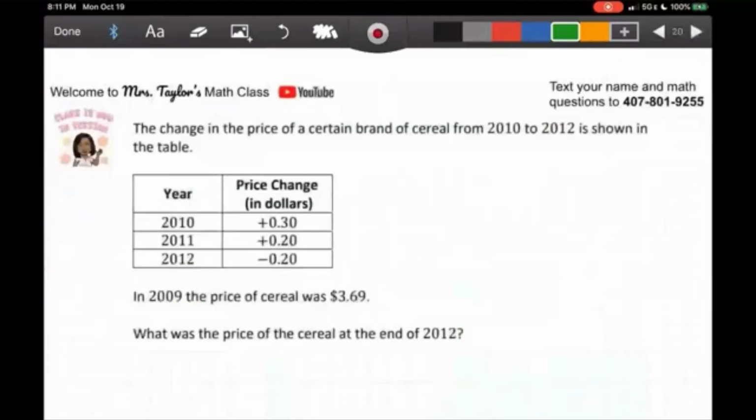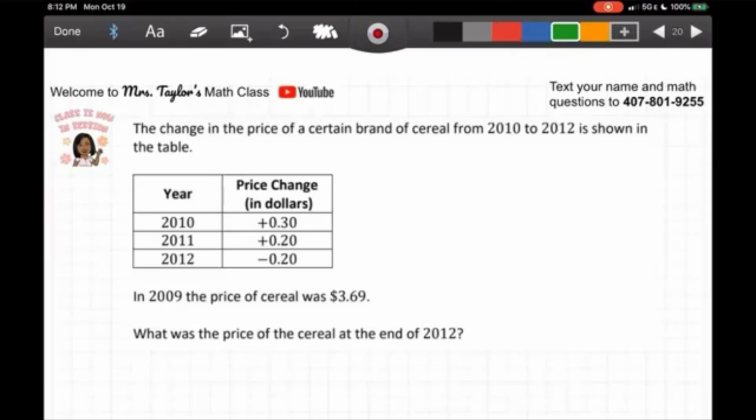Okay, next question. Here it says the change in price of a certain brand of cereal from 2010 to 2012 is shown in the table. So for year 2010, the change was plus 30 cents, and then in 2011 it was plus 20 cents. In 2012 it dropped back down negative 20 cents. So we just need to take our time, go through this problem. It said in 2009 the price of the cereal was $3.69. What was the price of the cereal at the end of 2012?